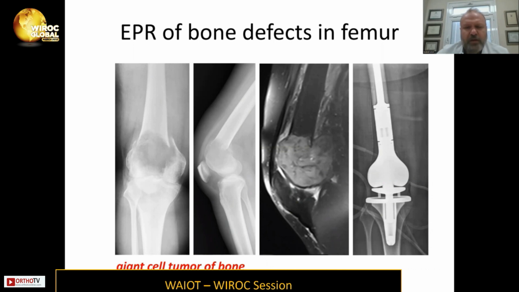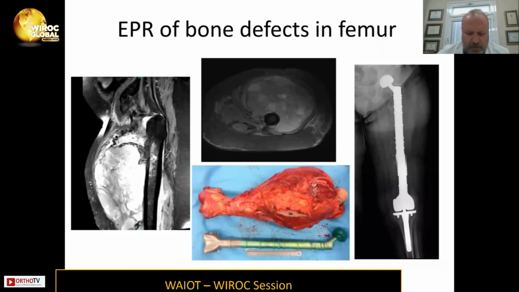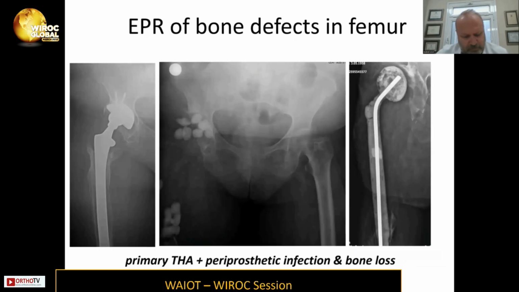Again, occasionally, local aggressive bone tumors, such as a giant cell tumor of bone, in this case, or soft tissue sarcoma surrounding the femur, in this case, are candidates for resection and endoprosthetic reconstruction. Following primary or revision total hip or total knee replacement, a large bone defect can be the final result, and a reconstruction by a modular tumor prosthesis is required.